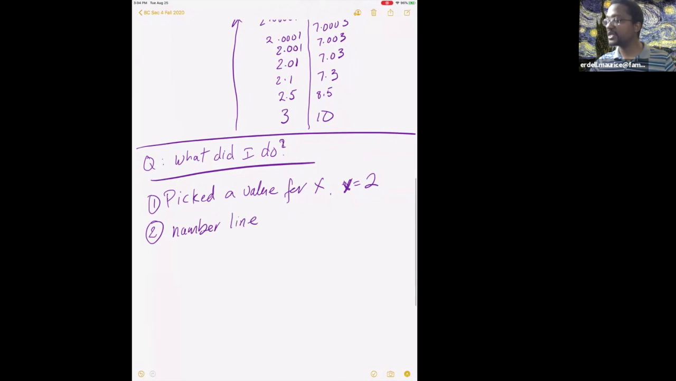Do you remember number line back in the day? When math was fun and easy? No? Yes.